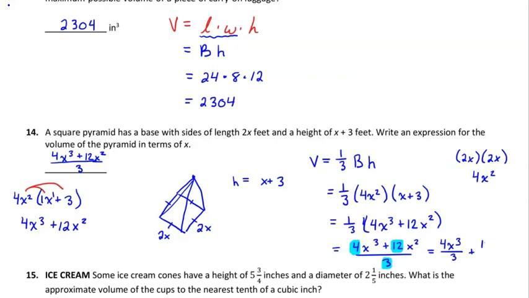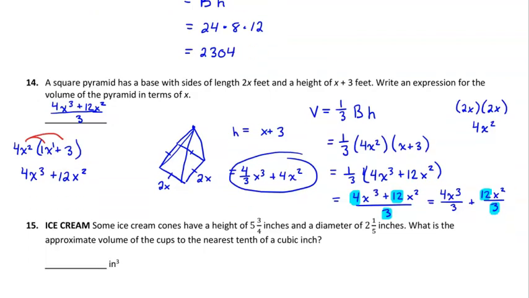3 plus 12x squared divided by 3. And in this case, this would simplify. And so another acceptable answer for this would be 4/3 x cubed plus 4x squared. That would also be an acceptable answer. So either one of those would be okay. If you're doing multiple choice or something like that, they'll probably have that on there for you.